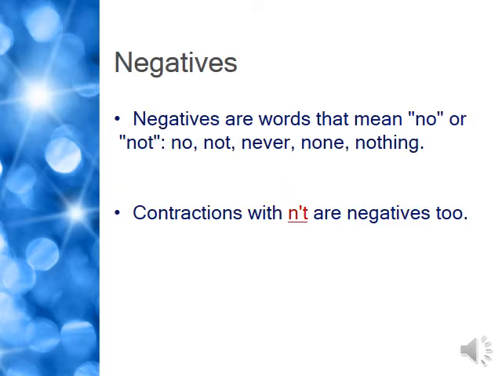What about the negatives? The negatives are types of contractions. Verb and not, so it's going to be a contraction and negative at the same time. Negatives are words that mean no or not: no, not, never, none, and nothing. Contractions with not in its contracted form are negatives too. So these contractions that have not with the apostrophe are also negatives.